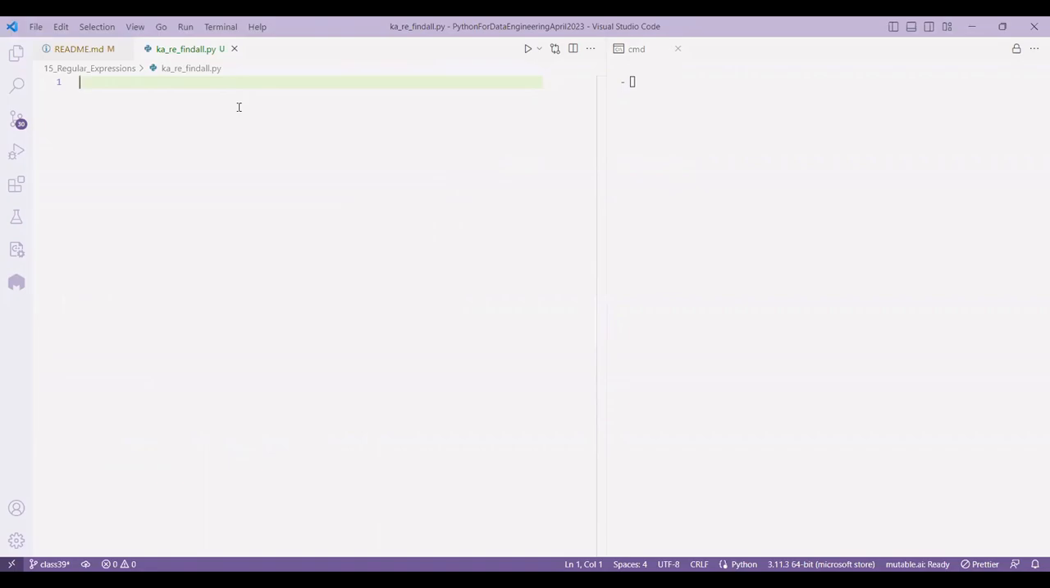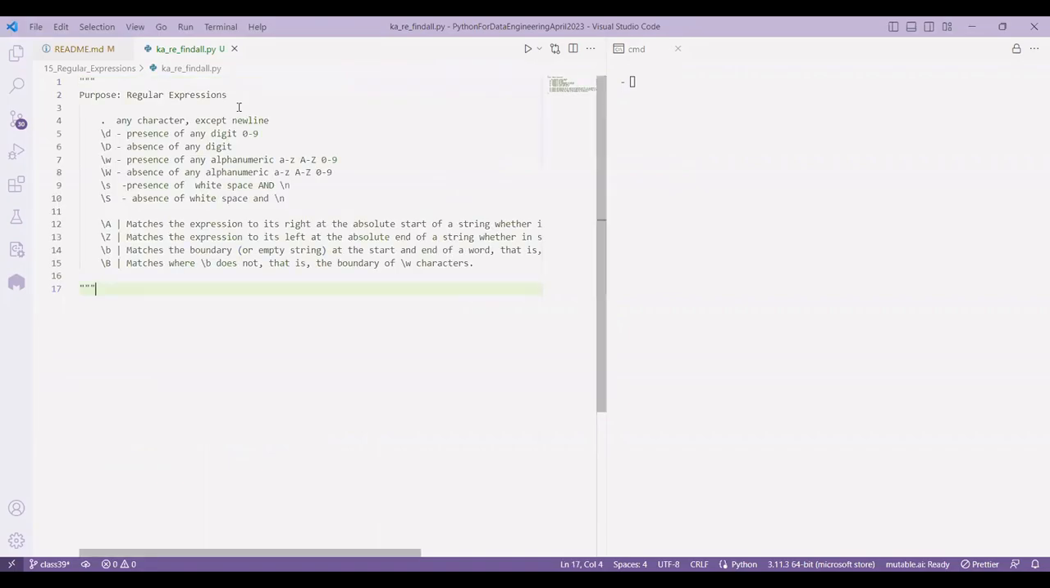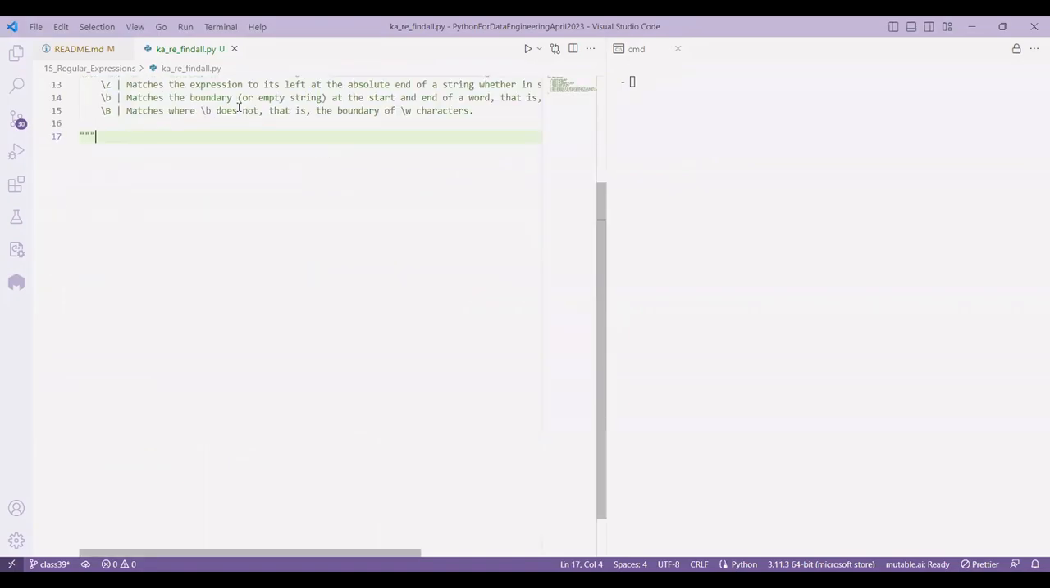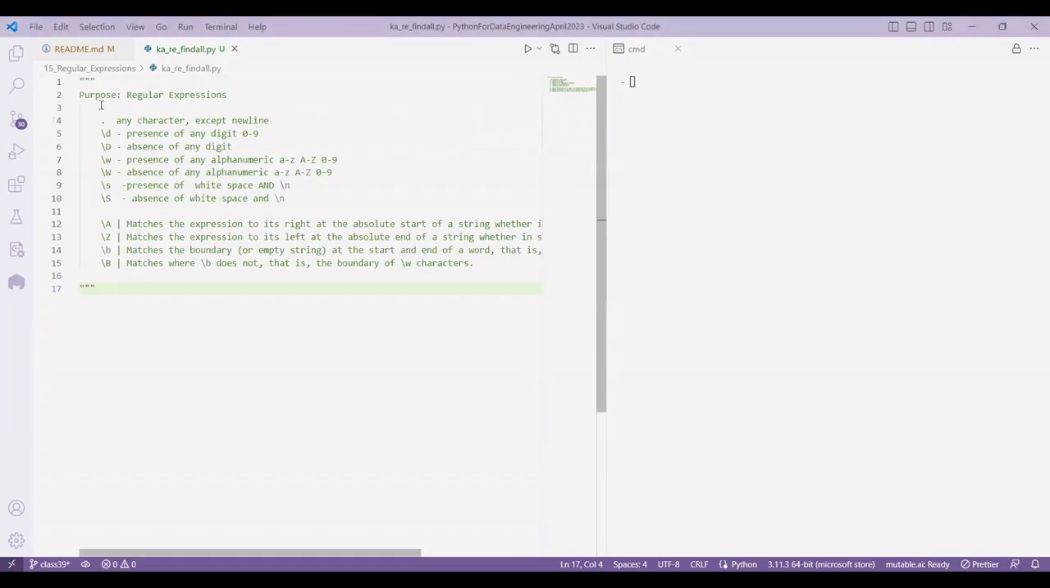Now we will learn about the third thing called re.findAll. What is this findAll doing? So what exactly will be different? Same like the existing patterns, we can have new patterns also. So in this example, I am showing you all the list of patterns we have.